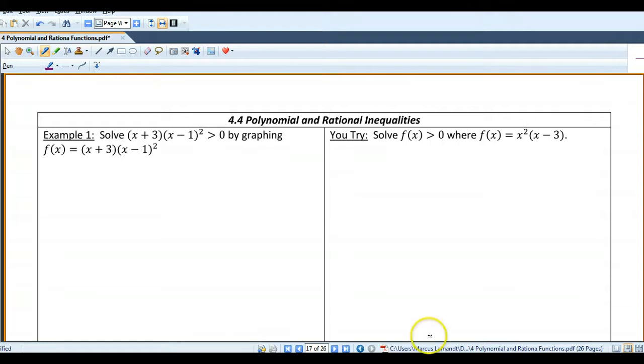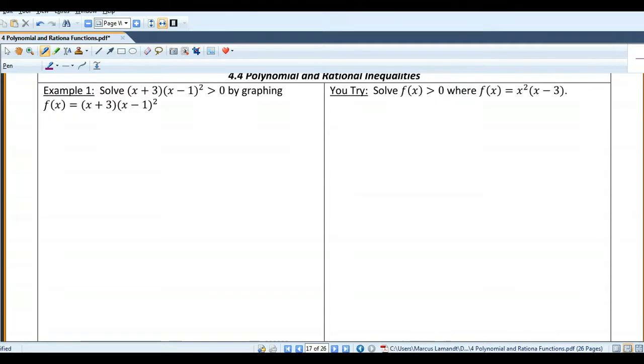Alright, 4.4, polynomial and rational inequalities. Okay, we have already learned one method of solving this problem. I'm going to show you guys another one. If you graph this, the graph looks something like this. I'm going to sketch it out.